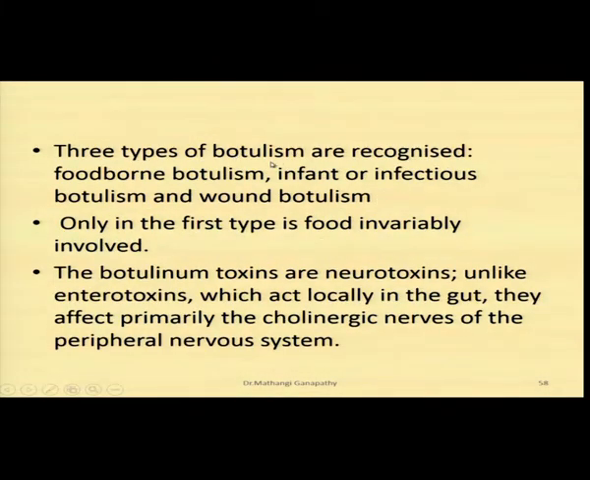Three types of botulism are recognized: foodborne botulism, infant or infectious botulism, and wound botulism. Of these, food is involved in foodborne botulism. As we said, the botulinum toxin is a neurotoxin. So, an enterotoxin like Clostridium perfringens enterotoxin acts locally in the gut. But here, since this is a neurotoxin, this affects the cholinergic nerves of the peripheral nervous system. The typical receptor is the acetylcholine receptor of the peripheral nervous system.